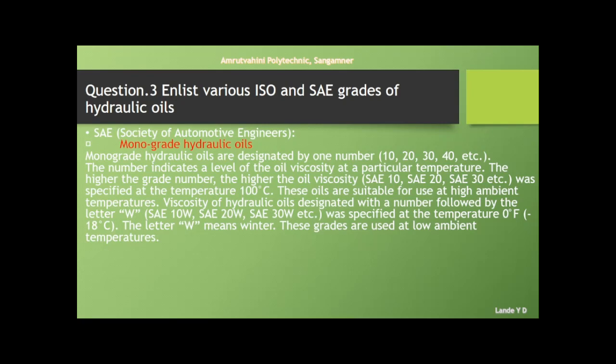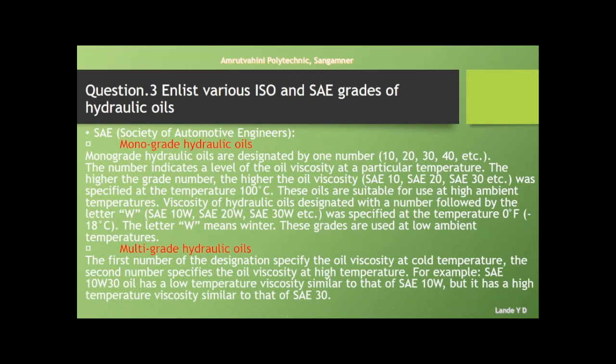Viscosity of hydraulic oils designated with a number followed by the letter W, SAE 10W, SAE 20W, SAE 30W, etc. was specified at the temperature 0 degrees Fahrenheit, minus 18 degrees Celsius. The letter W means winter. These grades are used at low ambient temperatures.